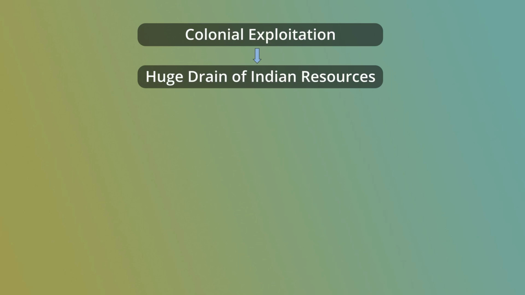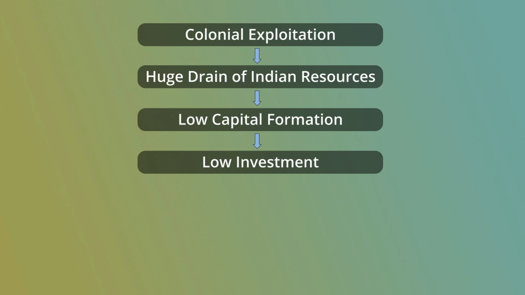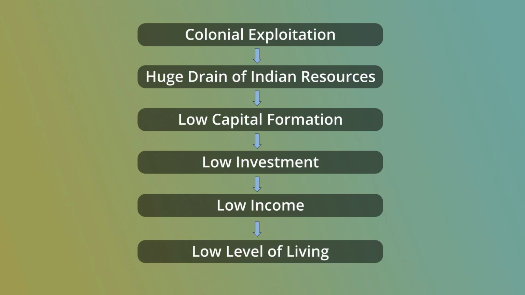And this huge drainage of resources means that resources could not be recycled or invested for the benefit of India. That led to low capital formation, and low capital formation means reduced investment. Reduced investment led to low employment opportunities, again leading to low income, and low income means a low standard of living. Thereby, you can well understand why at the time of Indian independence, the standard of living of average Indian people was so low.